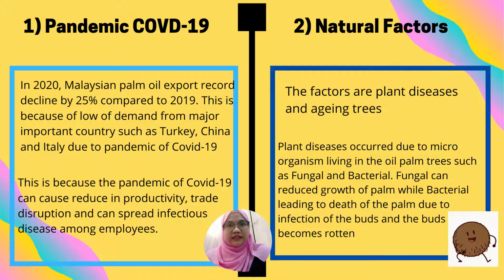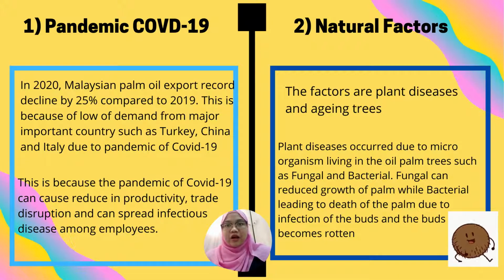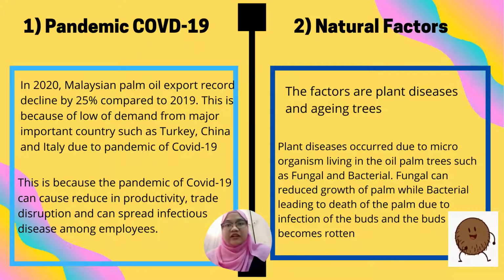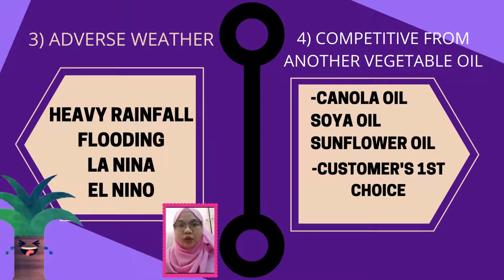Plant diseases occurred due to microorganisms living in the oil palm trees, such as fungi and bacteria. Fungi can reduce growth of the palm, while bacteria lead to death of the palm due to infection of the buds, and the buds become rotten. Decrease in demand and supply will reduce income in Malaysia. Third, adverse weather.